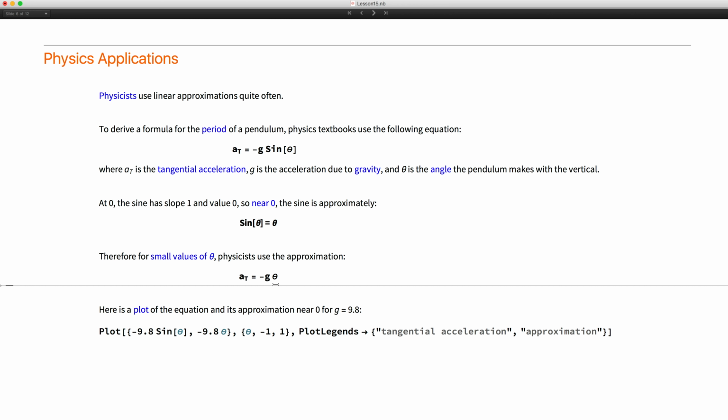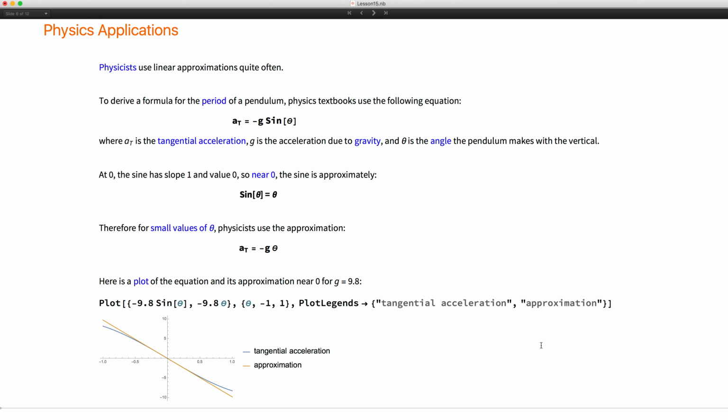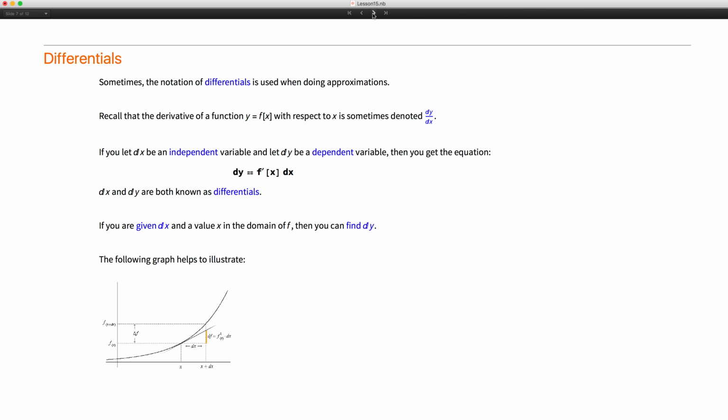As you go more advanced, of course, you might want a better approximation. So here's a picture of the actual acceleration, the curved one, and the linear approximation. And of course, you see that they are both very close by, as long as you do not go very far away from 0. Okay, so a related notion is the notion of a differential. So to understand that, remember that the derivative is sometimes denoted as dy over dx.